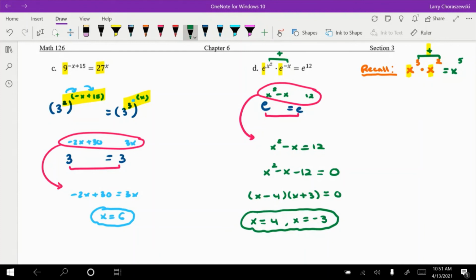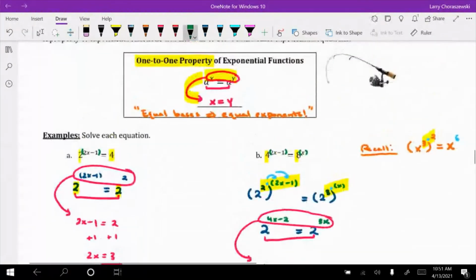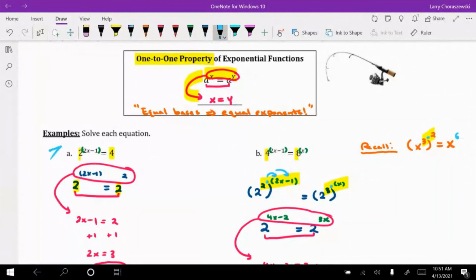All right, so any questions about this example or any of the others? Oh man, we made it through chapter 6.3. I'm going to upload a video solution to part A of this section, this one right here. And in the video solution, I'm going to show you how to solve this graphically.